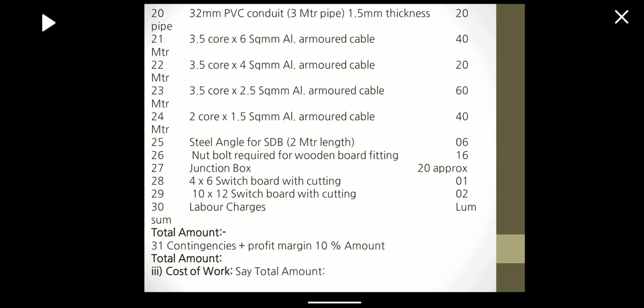Then after that, contingency and profit margin are also included for the costing. 10% is the profit margin, and then finally the overall cost is totaled, and this is the cost of work.